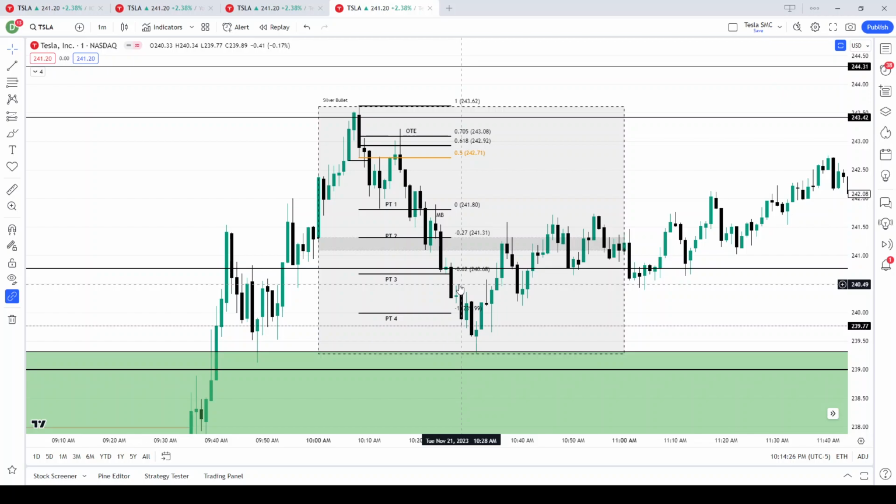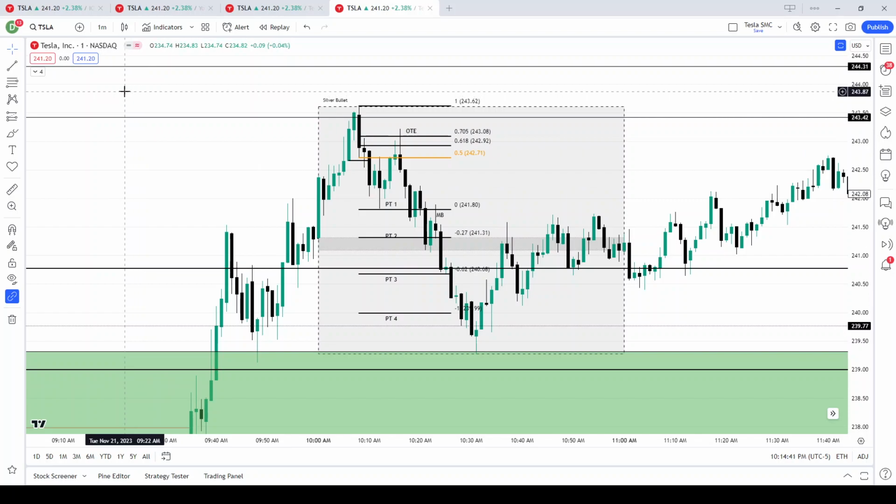If you need more information on the silver bullet setup, let me know. I can point you in the right direction. I can also teach you some other things to look at during the silver bullet time macro. But best to get the information directly from the source. Inner Circle Trader on YouTube has videos specifically on the silver bullet setups. So I recommend watching that if you haven't.